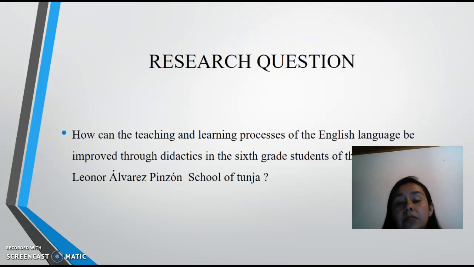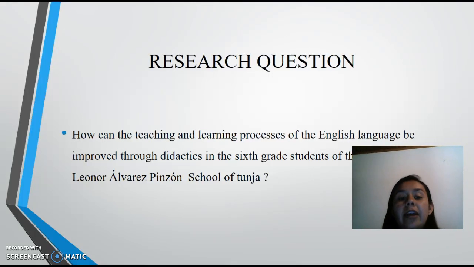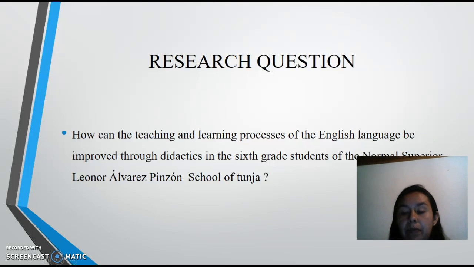The research question is, how can the teaching and learning process of the English language be improved through didactics in the 6th grade students of the Normal School Leonor Álvarez Pinzón of Tunja?